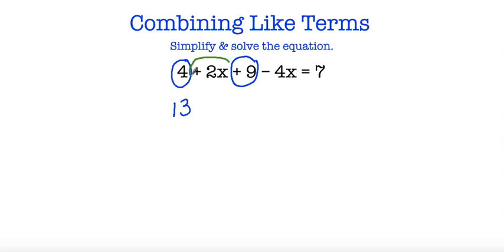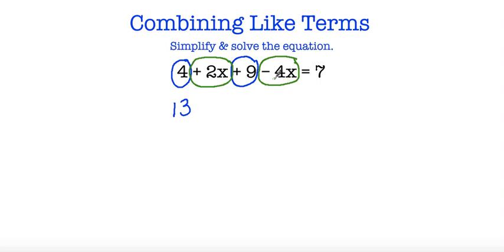So another term that I didn't combine is my positive 2x and my negative 4x. Now I know that I could combine these because they both have a variable and they both have the same variable. That's very, very important because if I had an x and a y here, I wouldn't be able to combine those because they would not be like terms.